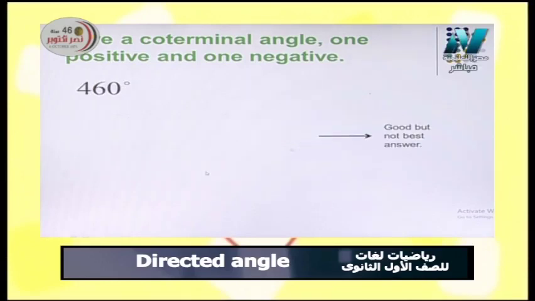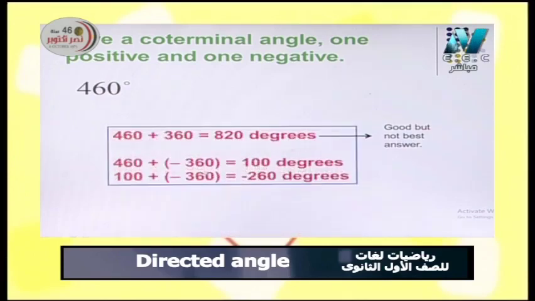Give a coterminal angle, one positive and one negative, for 460. 460 plus 360 will be 820 degrees, but it's not very good because we want the simplest form of the angle. If we add 460 plus negative 360, we find the smallest positive angle, 100, which is equivalent to 460. We call it the smallest positive angle, which is coterminal to 460 degrees.